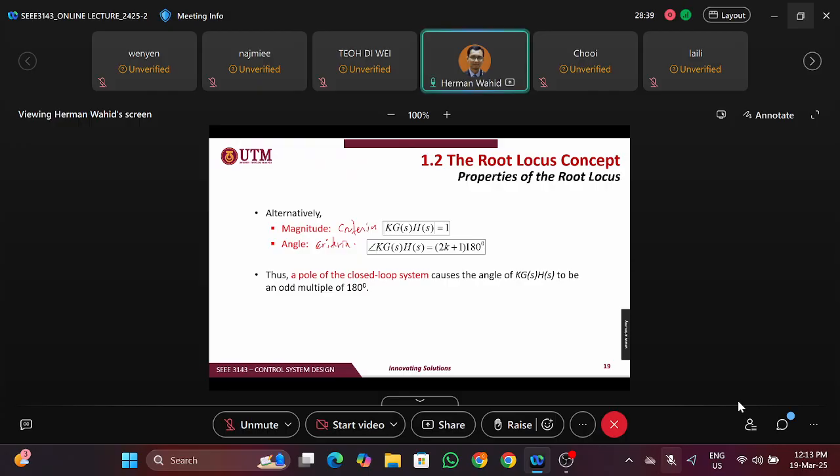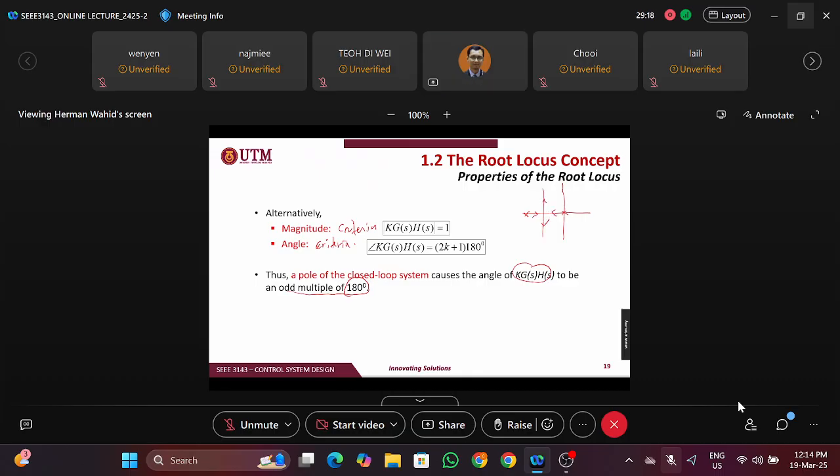So a pole of the closed loop system causes the angle of KG(s)H(s) to be an odd multiple of 180. To make it simple, let's say I have a root locus, and I'm using the same example as the previous one that we have discussed. So the root locus looks like this.